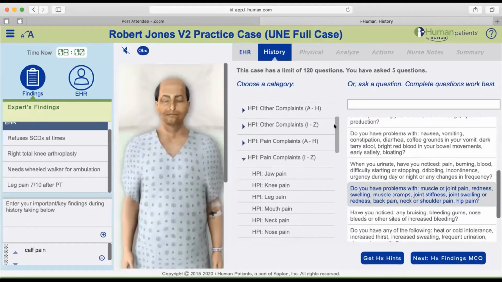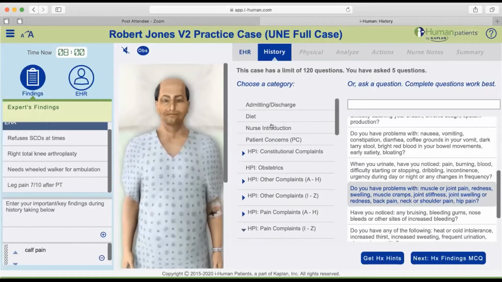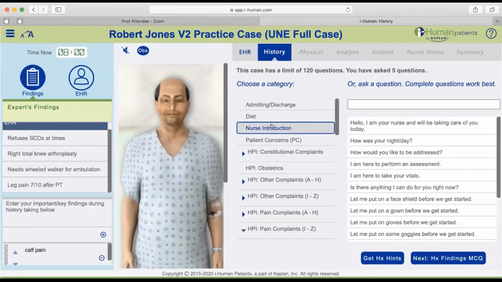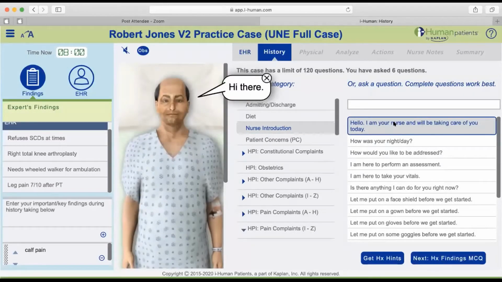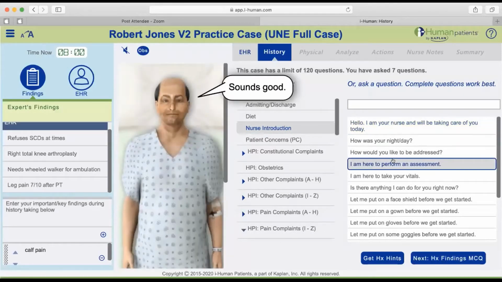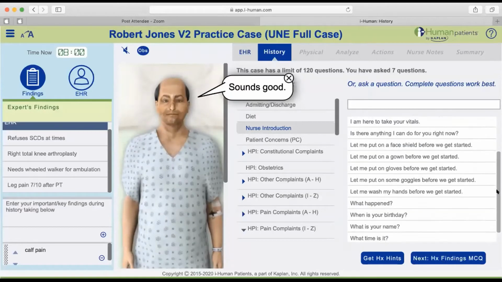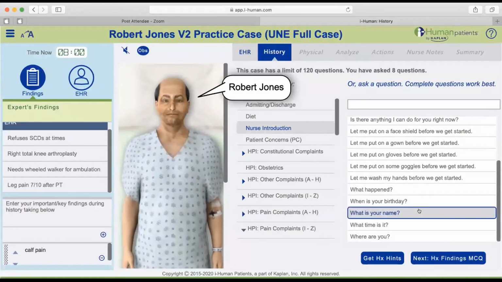Another area I'll point out to you back up at the top, here's the nurse introductions. How important is that? Hi, I'm your nurse. I'll be taking care of you. I'm here to perform an assessment. And down below, here are your orientation questions. What is your name? What time is it?